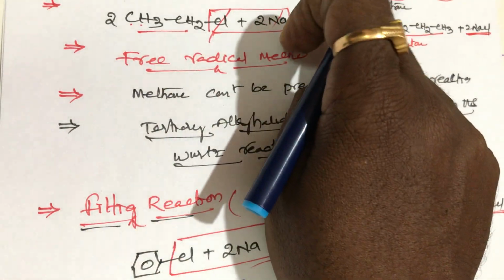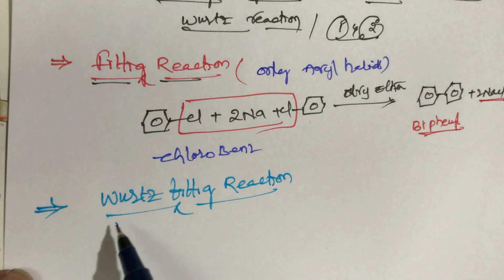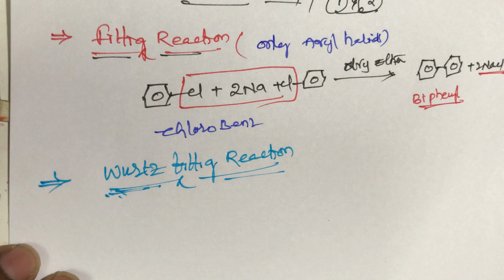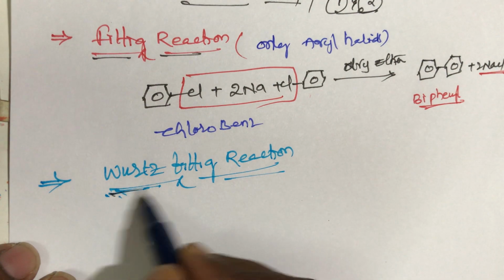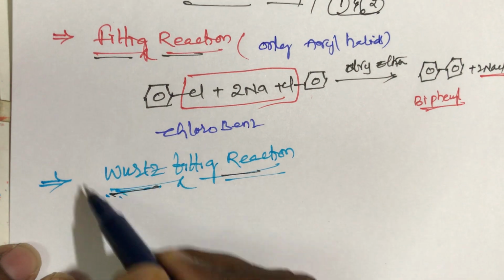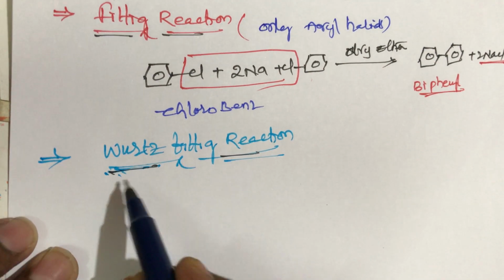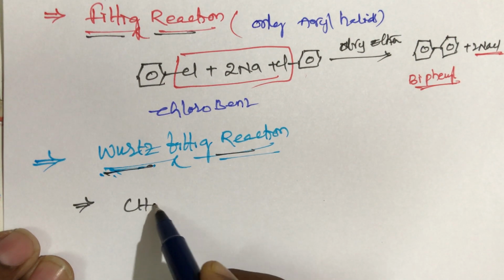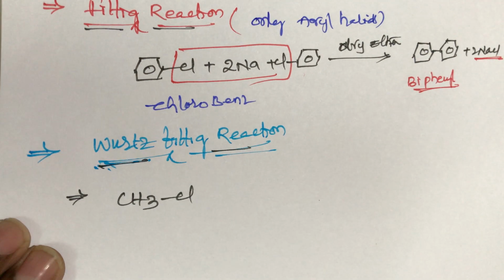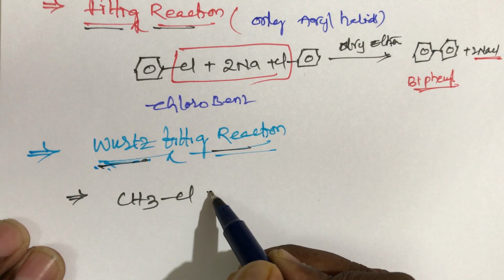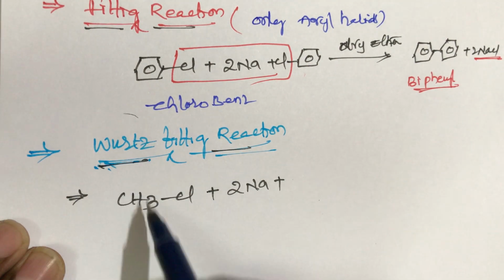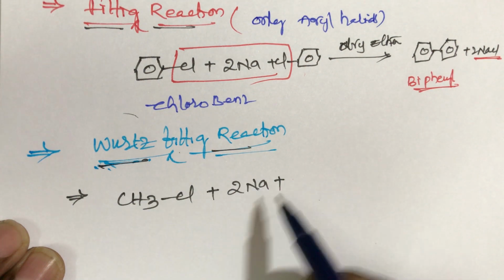In those reactions only 2 moles of alkyl halide or 2 moles of aryl halide are used. But in the Wurtz-Fittig reaction, 1 mole of alkyl halide and 1 mole of aryl halide are used, students. Here there are 2 combinations, one from the Wurtz reaction and another from the Fittig reaction. For example, when methyl chloride reacts with sodium metal, in the Wurtz reaction we take the alkyl halide, and in the Fittig reaction we take the aryl halide.